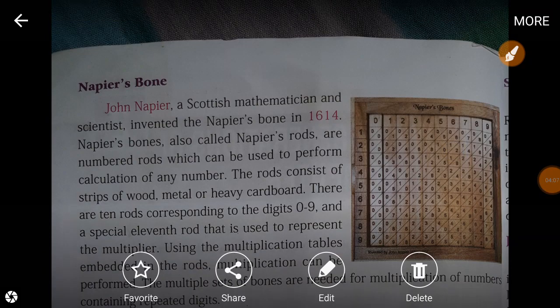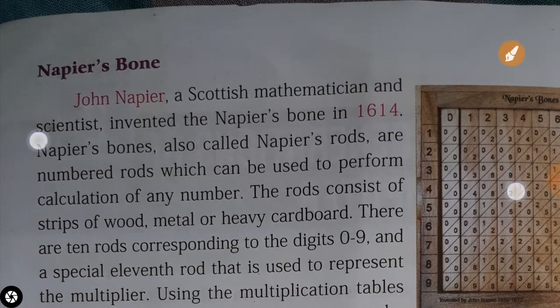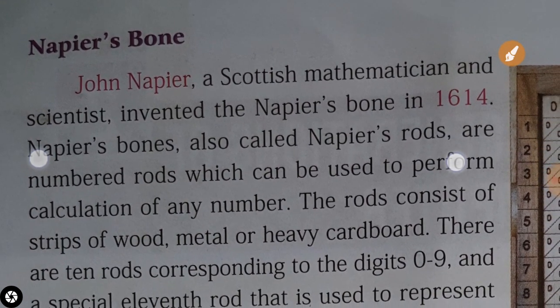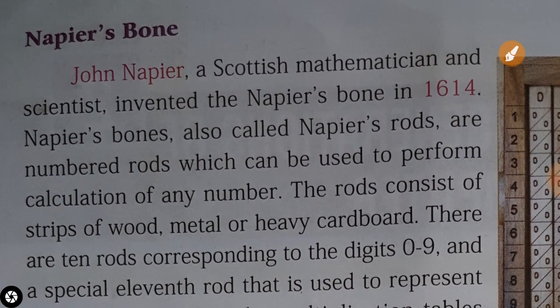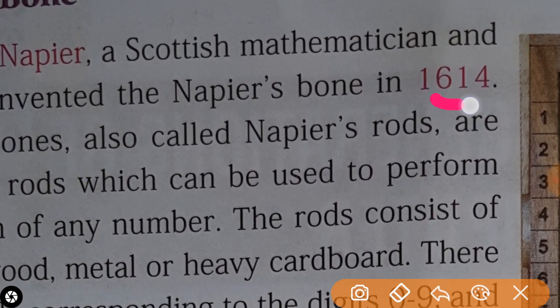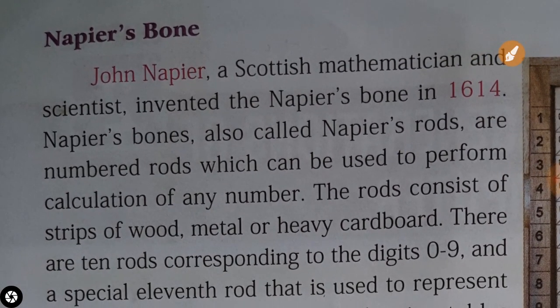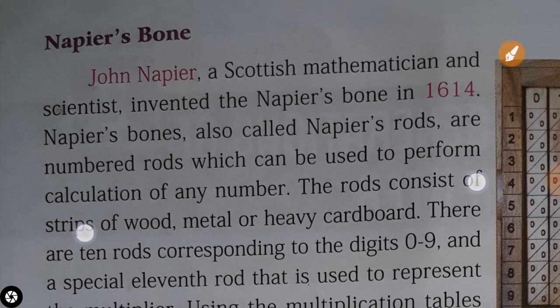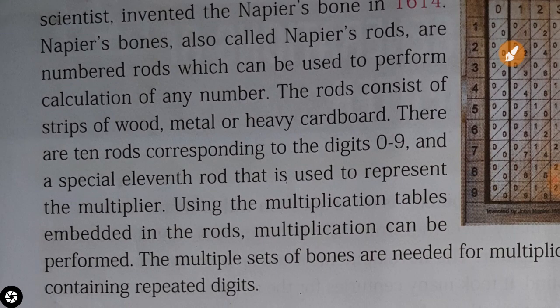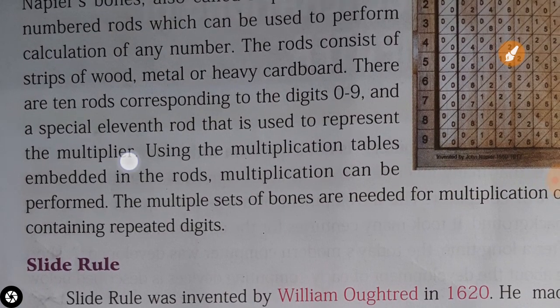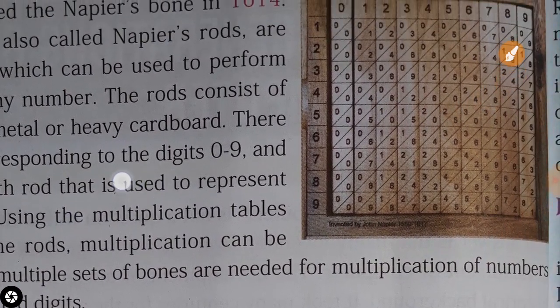Now we have the second counting device, Napier's bones. Actually, it was invented by the Scottish mathematician Napier in 1614. You have to remember the date over here. Napier's bones, also called Napier's rods, are number rods which can be used to perform calculation of any number. The rods consist of strips of wood, metal, or heavy cardboard. There are 10 rods corresponding to the digits 0 to 9. You can read this paragraph yourself, but today I'm going to show you how it is used.